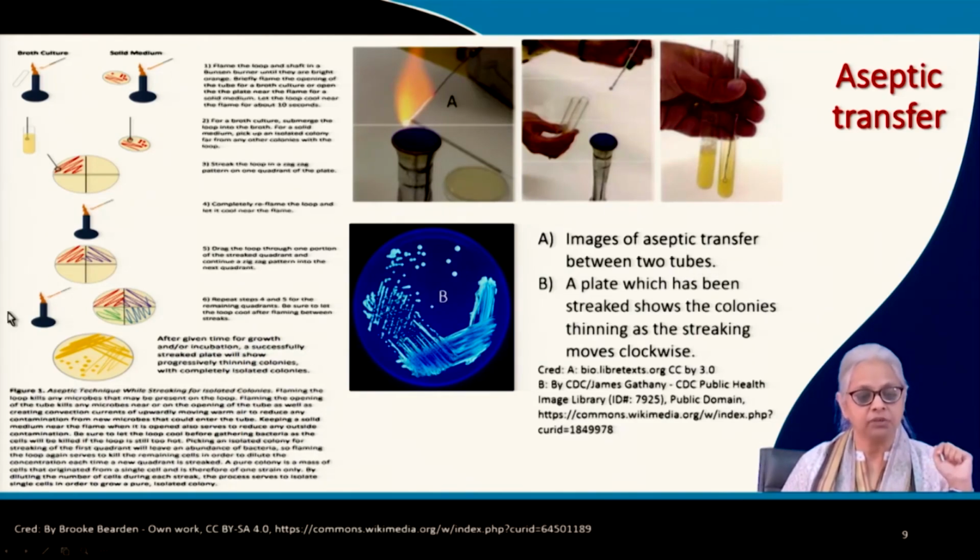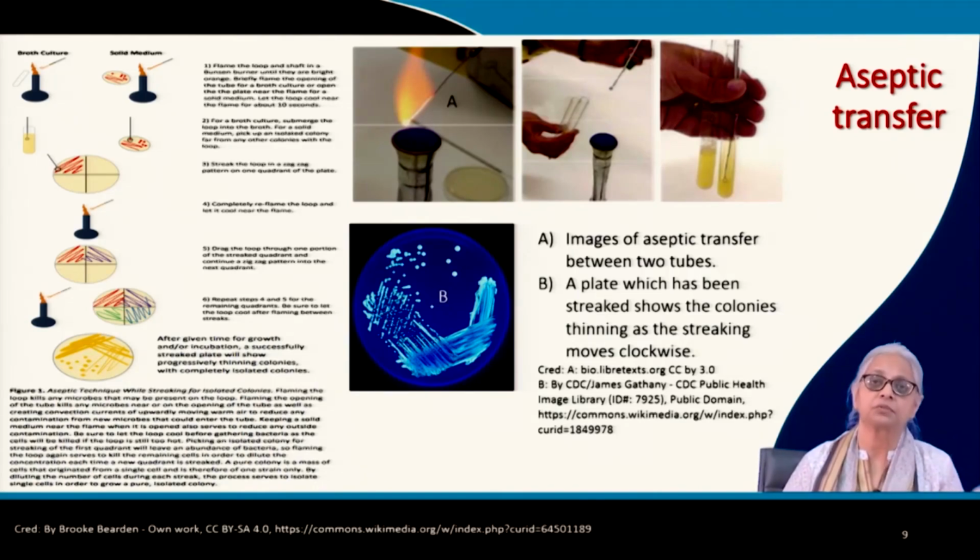The results are shown over here. There are more details for you to look at if you're interested, and this is how streaking is done. Now in this first case, this is aseptic transfer from one liquid media to another liquid media. You can have aseptic transfer from liquid to solid or solid to liquid, and the same process can be used. So this part is the flame sterilization, where the loop is sterilized over a flame.